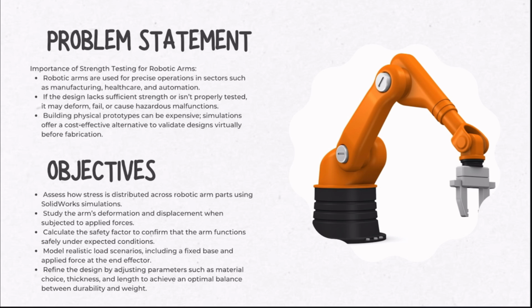And for objective, we need to assess how stress is distributed across robotic arm parts using SolidWorks simulation, study the arm's deformation and displacement when subjected to applied forces, calculate the safety factor to confirm that the arm functions safely under expected conditions, and model realistic load scenarios including a fixed base and applied force at the end effector.